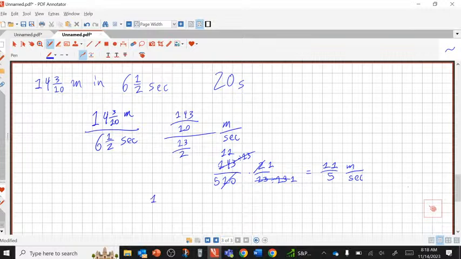Yes, you would. You do 11/5 meters per second times 20 seconds. The seconds are going to divide out, which gives me 11/5 times 20/1. What is that, 4 and 1? Which should be 44 meters. How many of us got 44 meters for that guy?